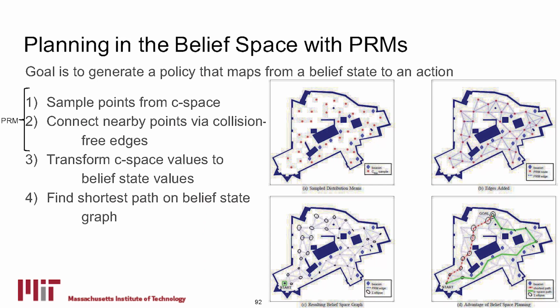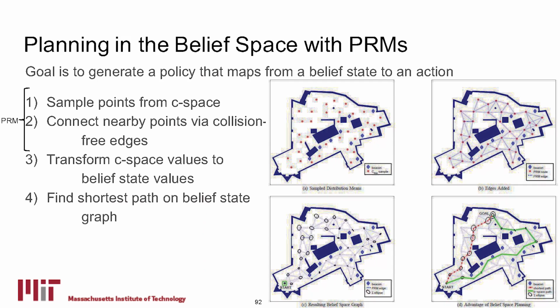But the general algorithm, and this graphic illustrates these 4 steps, is we're going to sample points from the configuration space, right? As if everything was deterministic. We're going to connect those points to nearby points. You can define nearby however you want. It can be your k closest neighbors, all neighbors within a radius, whatever, as long as those edges don't collide with obstacles. Once you've done that, somehow, and there's some magic in this, you're going to transform your configuration space probabilistic roadmap to a probabilistic roadmap in the belief space. Great. Once you've done that, you can just do shortest path depending on whatever cost function you use.